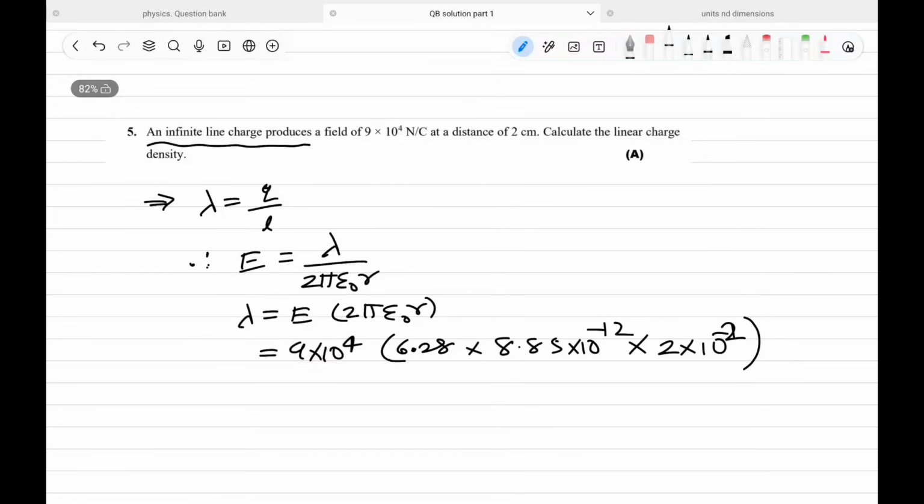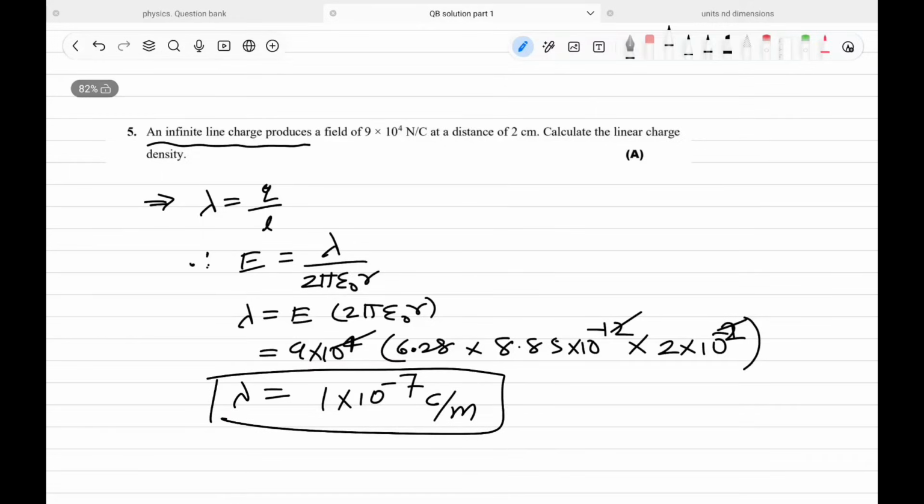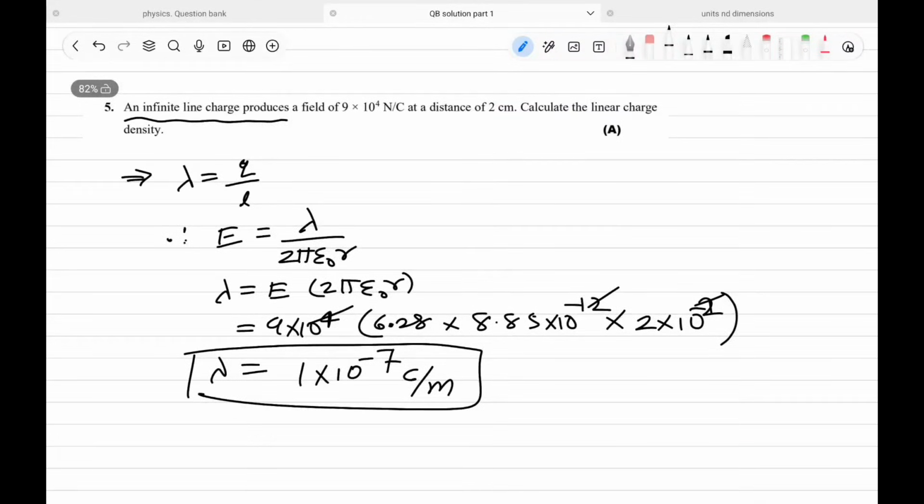Okay, now this 2 and 4 will get cancelled, it becomes the remaining. Now multiply all of this. Multiply everything, and finally you will get the answer 1 into 10 to the power -7 coulomb per meter. Okay, if you want to see an easy calculation, here is the easy calculation.